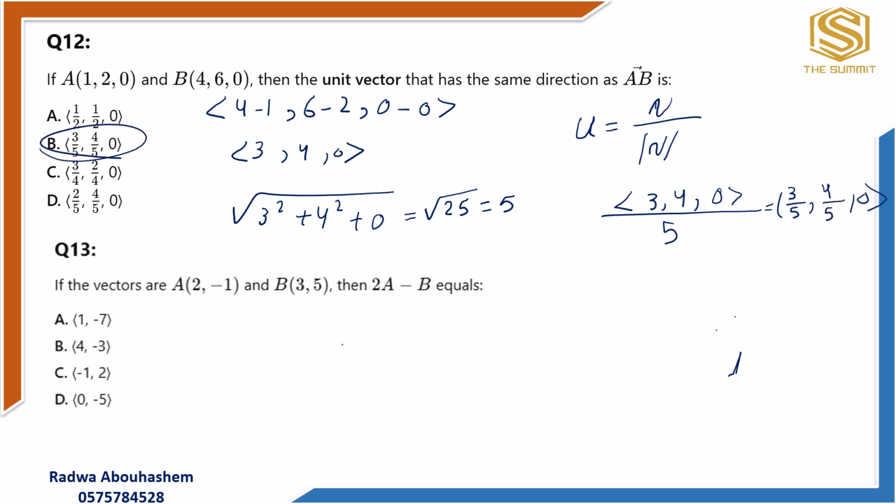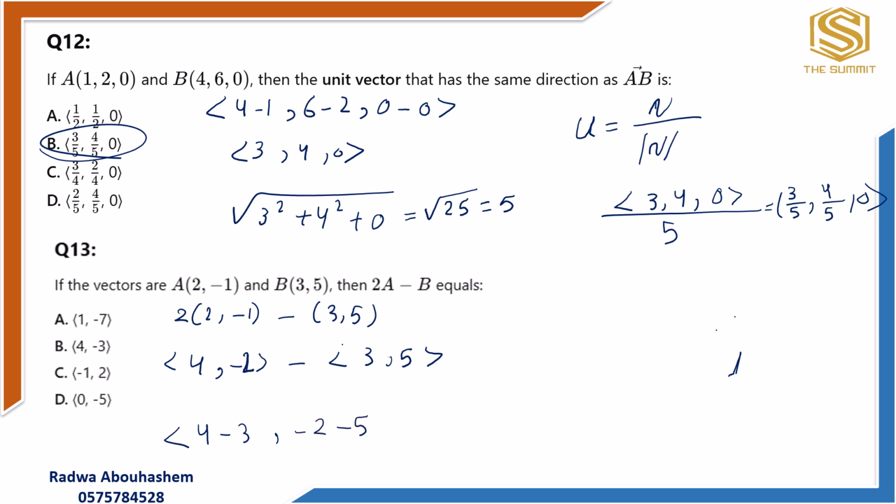Here it is. If the vectors A is (2, -1) and B is (3, 5), then find 2A minus B. So this means I have to multiply the vector A first by 2. So 2 times 2 and 2 times negative 1, minus B, which is (3, 5). So (4, -2) minus (3, 5). So let's subtract: 4 minus 3 and negative 2 minus 5. So the answer is (1, -7).